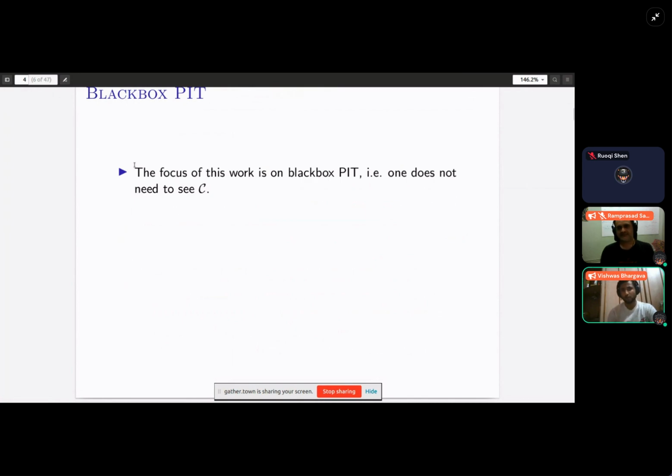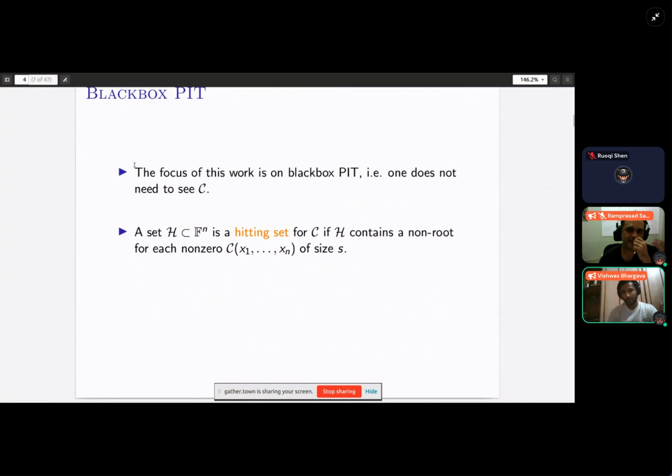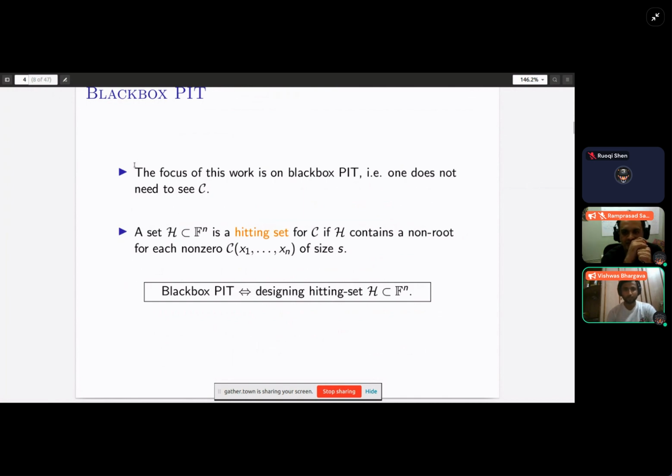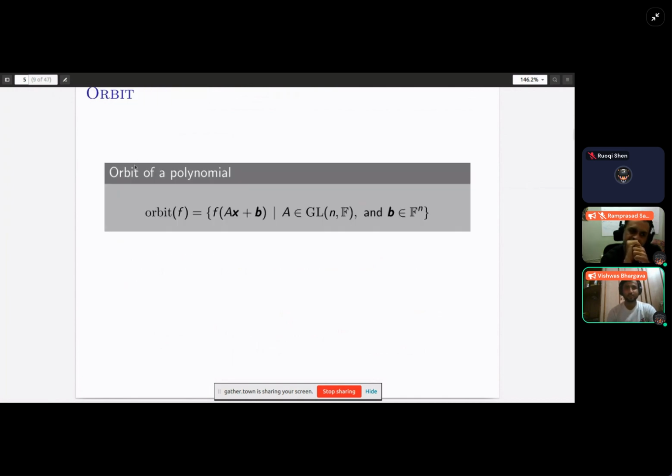So the focus of this talk will be on black box PIT, where you can't see the circuit, as opposed to white box PIT, where you can see the internal working. The notions of black box PIT and hitting sets are equivalent. So let me focus on what a hitting set means. For a circuit class, a hitting set is a collection of points where you are promised that for each polynomial in the circuit class, there is a non-root in your set. As I mentioned before, these are equivalent notions, so I'll be talking about hitting sets.